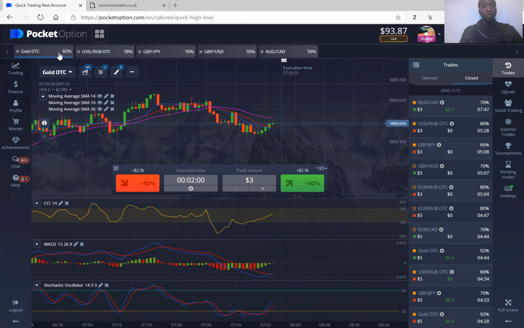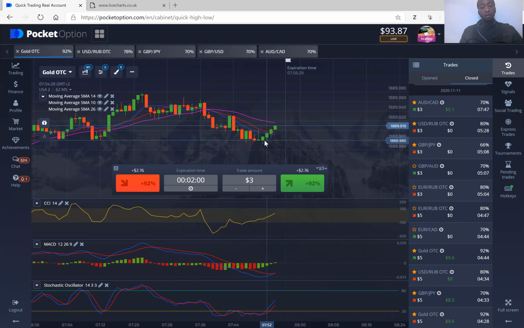I like trading gold because it always pays out 90%. Well, as long as I've been trading, it's been paying out this 90%. So yeah, I'm fucking with it. I like it a lot.